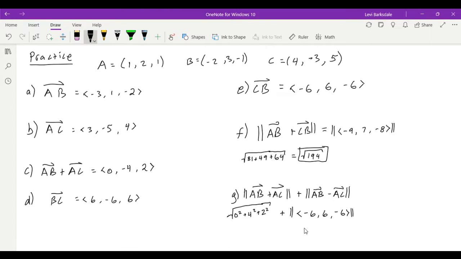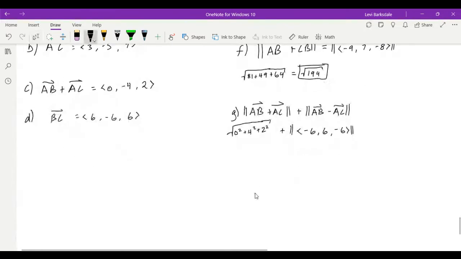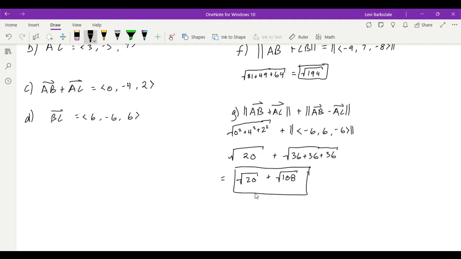All right. And then this calculation, the square root of 4 squared plus 2 squared. 4 squared is 16 plus 2 squared is 20. And here we have the square root of 36 plus 36 plus 36, so that is the square root of 20 plus the square root of 108. And again, this probably could be simplified, but I don't particularly care to at this moment, so we're just going to leave it like that.